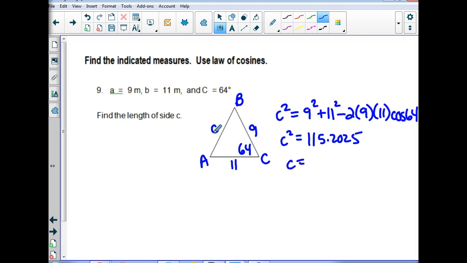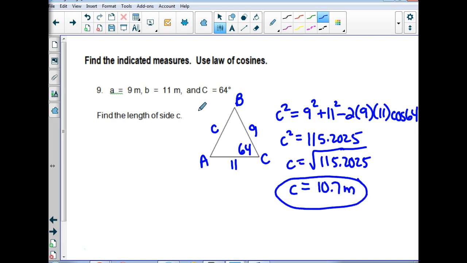This answer doesn't make sense, so make sure you realize that that was C squared, not C. Look at your picture. 115 would be a ridiculous length for this side to go with sides of 9 and 11. So just beware and don't go too fast and do something silly like forget to take the square root. So C should come out to approximately 10.7, and it's in meters because the other sides were in meters.